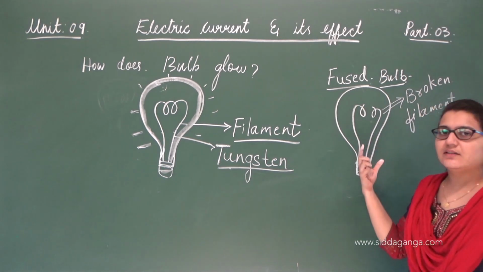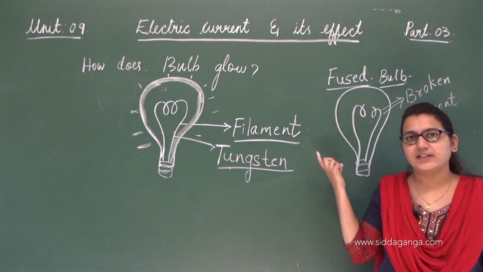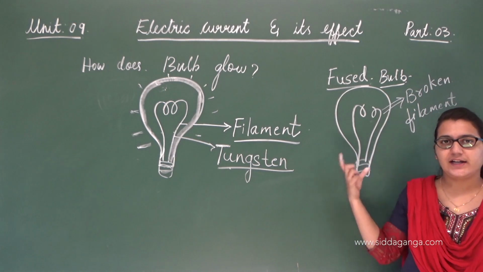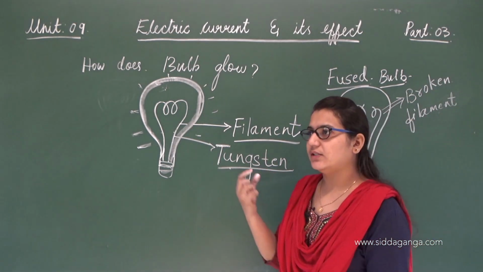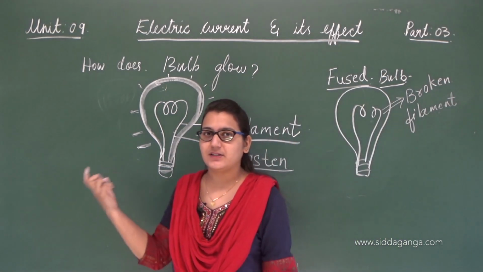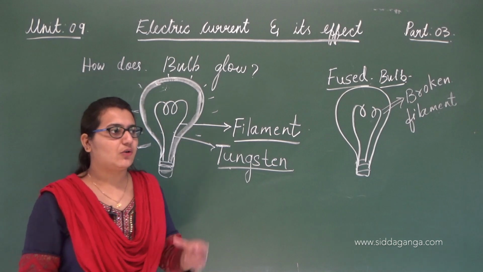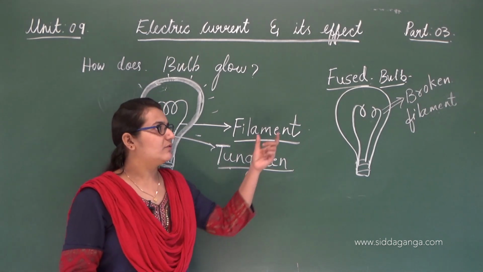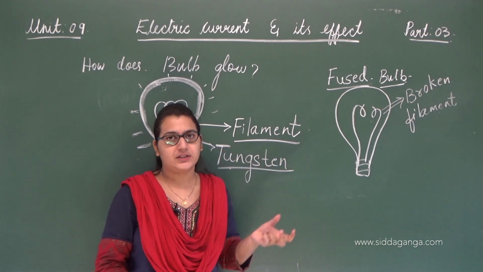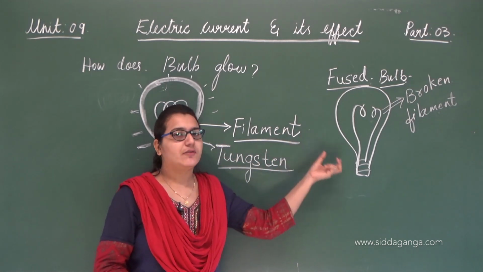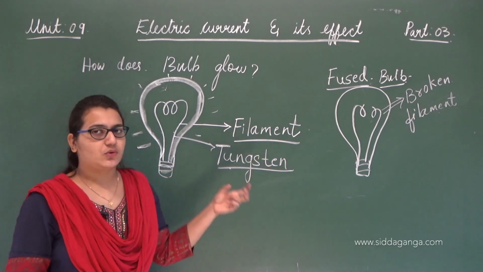The filament is the one which gives us the light, right? So if the filament breaks, there is no current and no light is produced. Sometimes you might have observed in your homes that all of a sudden the bulb goes off, and you just call the electrician and change the bulb. Sometimes the filament is broken, so the current won't pass and you won't get light. It is because of the fused bulb. A fused bulb is nothing but a broken filament.